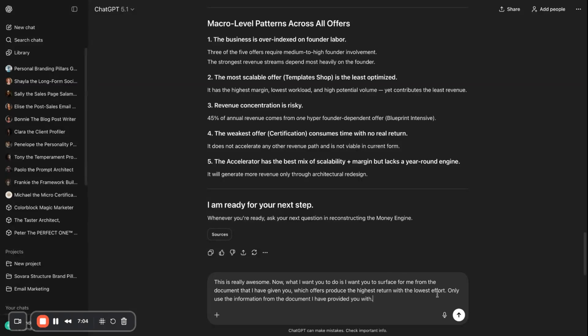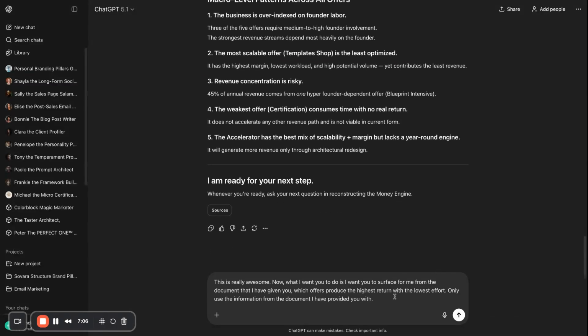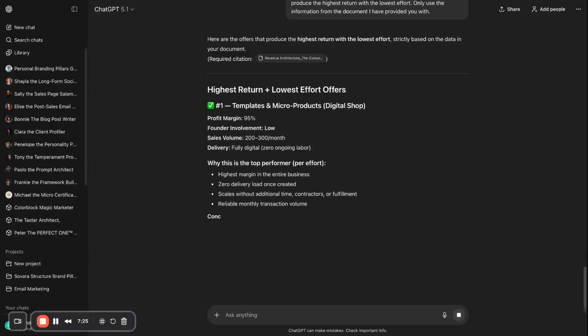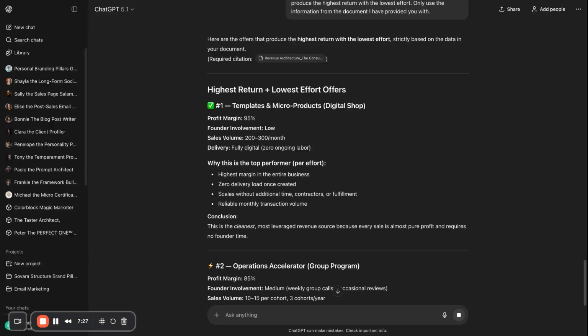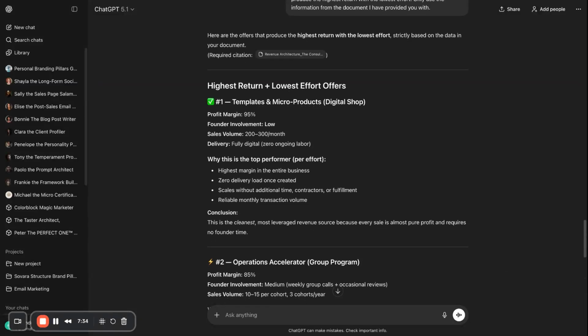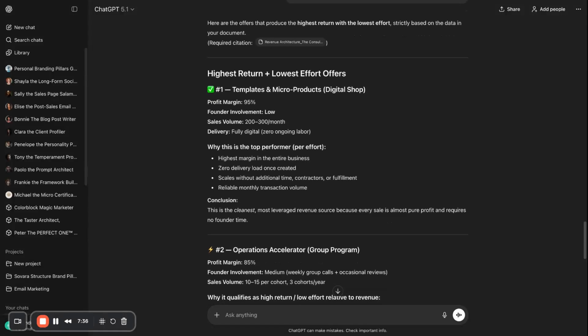So that's really awesome. Now what I want you to do is I want you to surface for me from the document that I have given you, you'll notice that I will repeat that often, which offers produce the highest return with the lowest labor? Only use the information from the document I provided you with. You'll see me repeat that a lot in my prompts, only because it's important to keep the AI model that you are working with on track. So I want to make sure that it's only using the information from the revenue architecture document that I gave it and not making up any additional information.